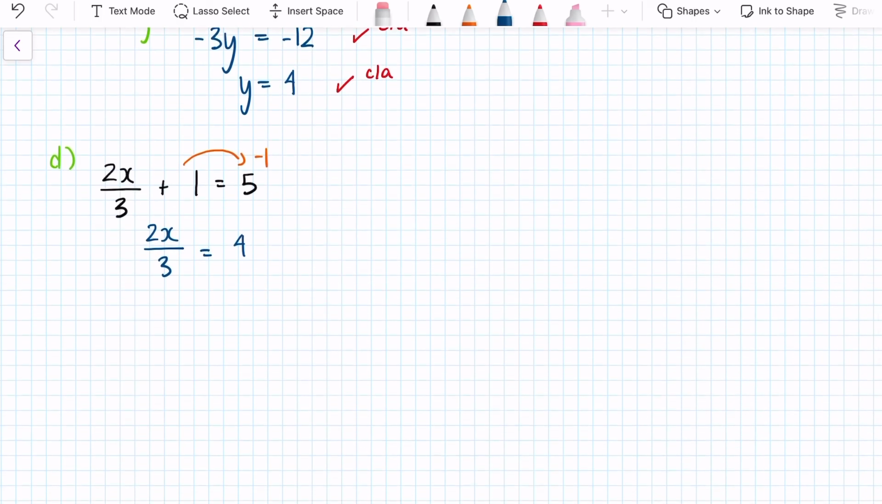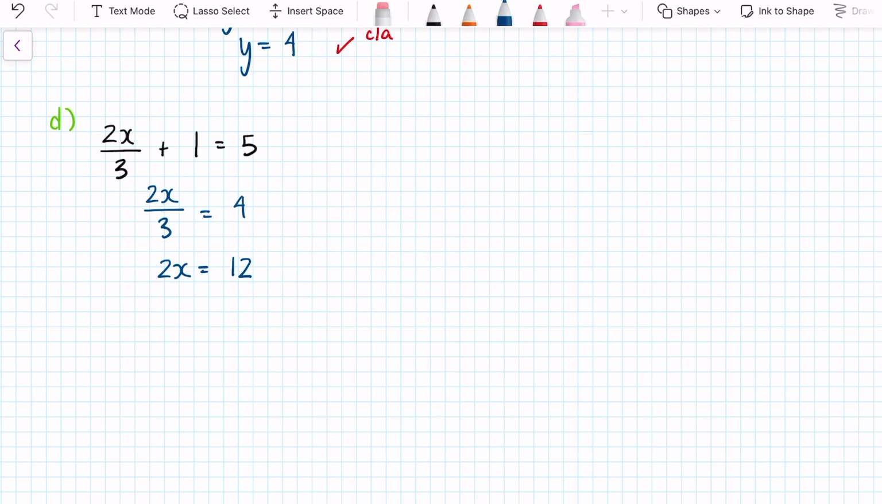And then we have this 3. I'm actually going to remove my arrows. I'd like you to be able to see the arrows in your head. Now the 3 is being divided, so we need to multiply it. So when I multiply it, 2x equals 12. And now the 2 is being multiplied, and so I need to divide it. And when I divide by 2, I get x equals 6. Okay, so that's the lesson on linear equations.